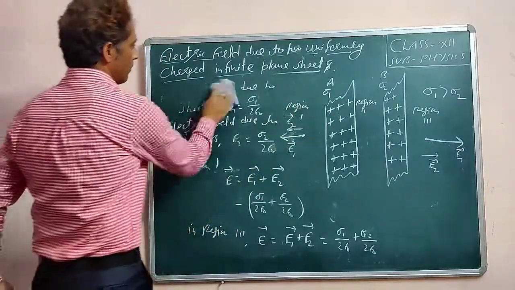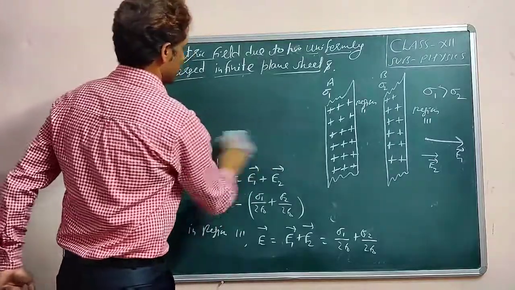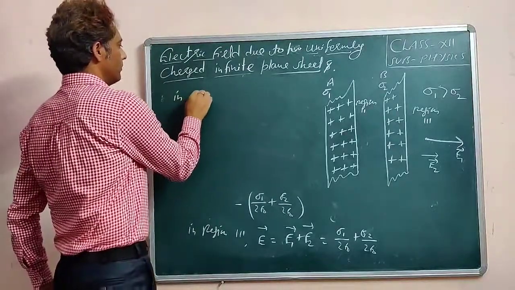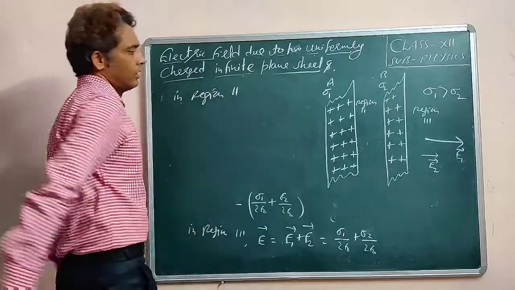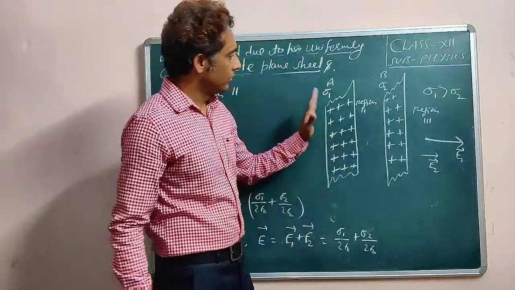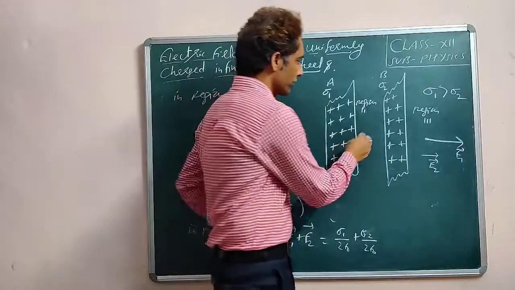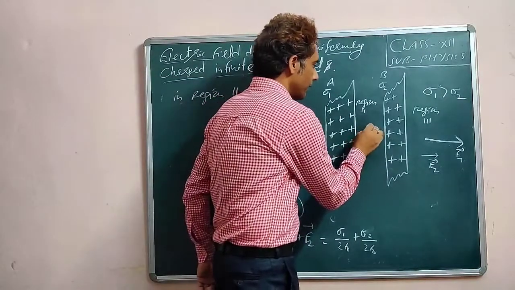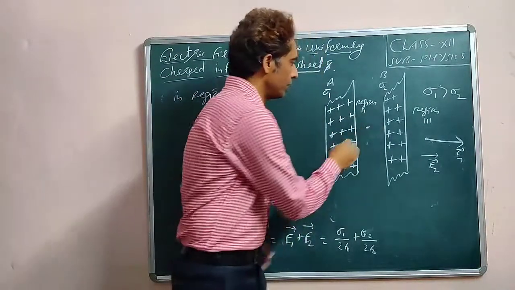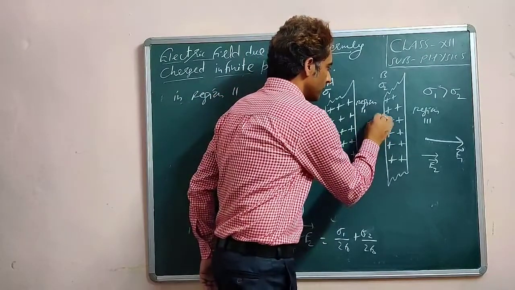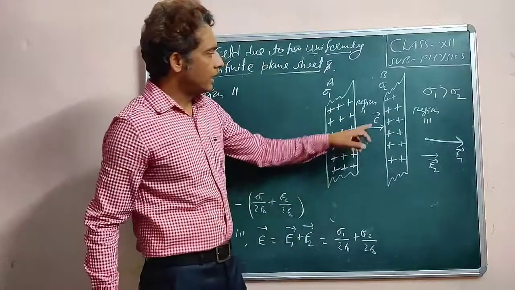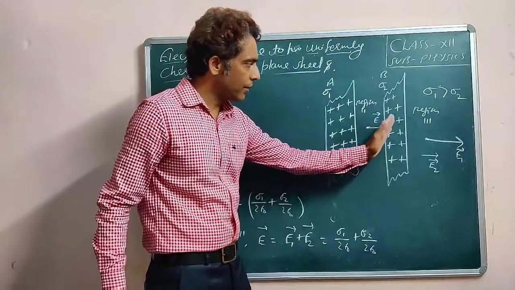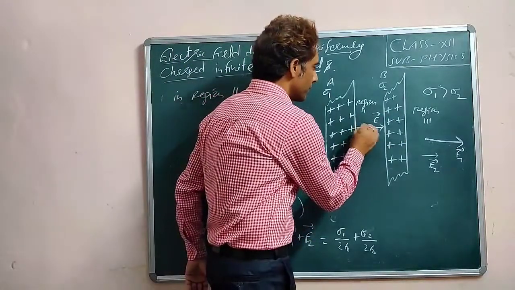So these are the electric fields in region 1 and region 3. So in region 2, now here electric field due to this sheet, this is positively charged, so electric field will be away from the sheet, means at this point the electric field will be away from the sheet, means it will be toward right, and the electric field due to this sheet, again it will be away from this sheet, so it will be toward left.